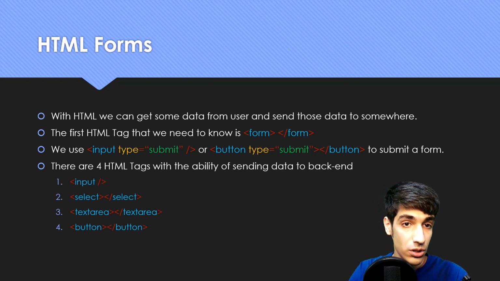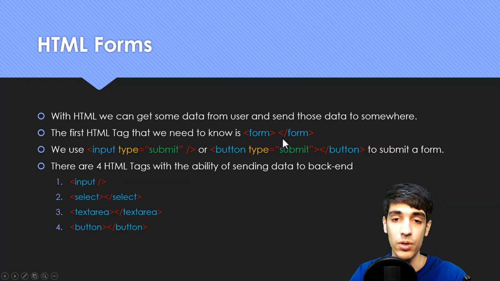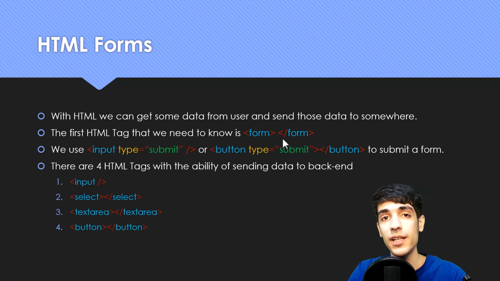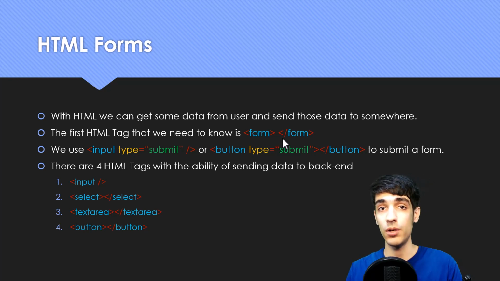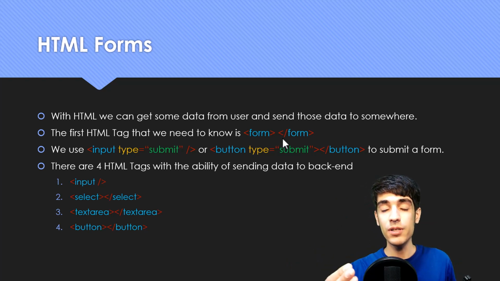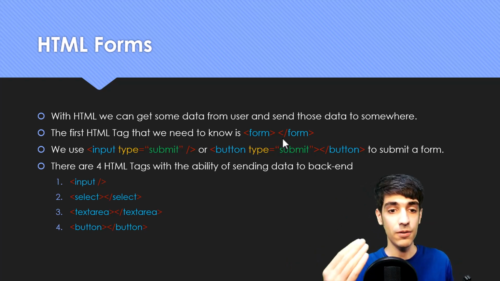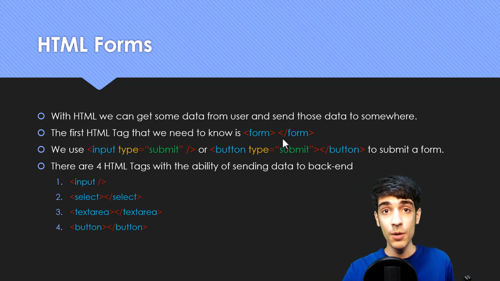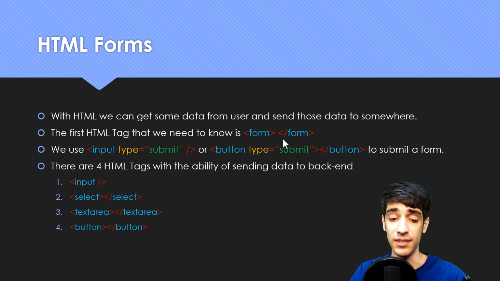So this is it. The first thing that we needed to know in this session was HTML forms. We can create a form tag, and inside this form tag there are some other tags that have the ability of sending data from front end to back end. And those are 4 tags. 1, input, and we saw input has so many different types. 2, select option tag that we saw. And 3, text area, which we haven't seen yet. And 4, button. We saw button, but we didn't see how actually we can send data with that.